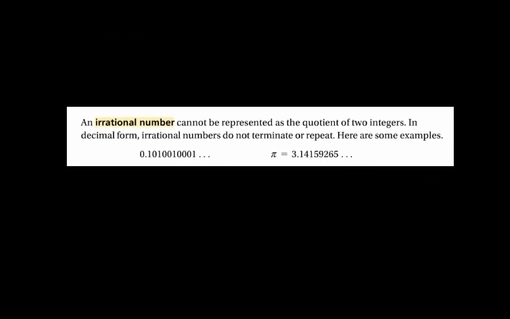An irrational number cannot be represented as the quotient of 2 integers, meaning we can't write it as a fraction. In decimal form, irrational numbers do not terminate or repeat, meaning they're an infinite, non-repeating decimal. So there's a couple of examples for you. 0.101001001, and so on, in no pattern. And then pi. Pi is what's called an irrational number.